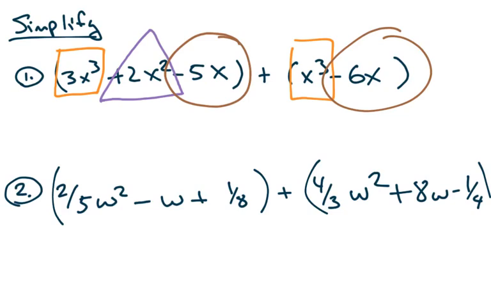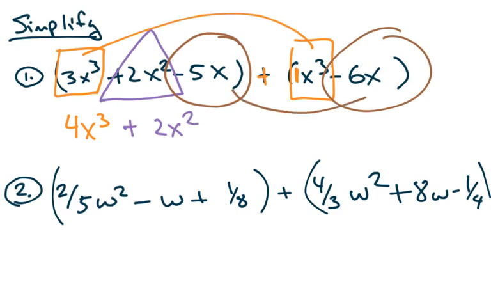Okay, so we can put these two together where we're adding. So there's technically a coefficient of 1. So we have 3x cubed plus 1x cubed, and this would give me 4x cubed. There is nothing to go with the triangle, so that's going to be just 2x squared. And then we can put these two together. Notice they're both negative, so this would give me negative 11x. And that would be the simplified version. So all we're doing here is combining like terms.